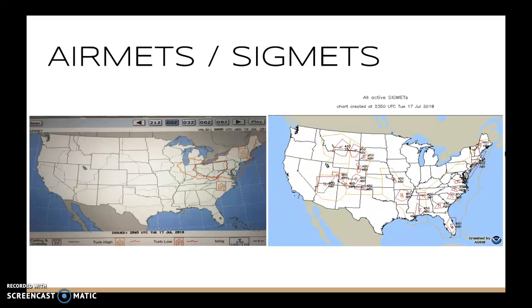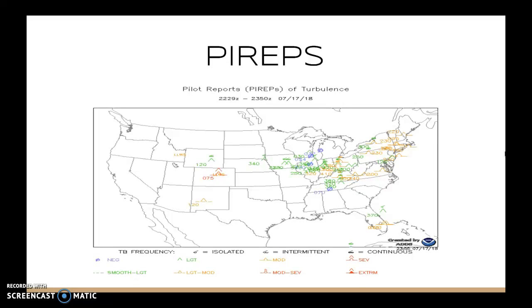The left image is the AIRMETs, which are showing some high turbulence at 30 to 40,000 feet, as well as low turbulence from the surface to 10,000 feet in the northeast corner of the country. The right image is the SIGMETs, which indicate thunderstorms within each of those red outlined areas.